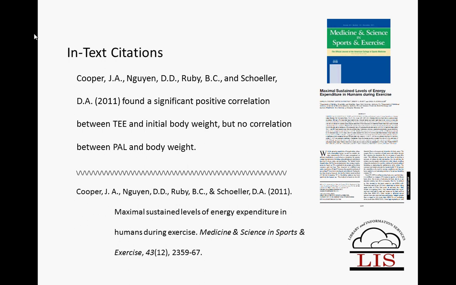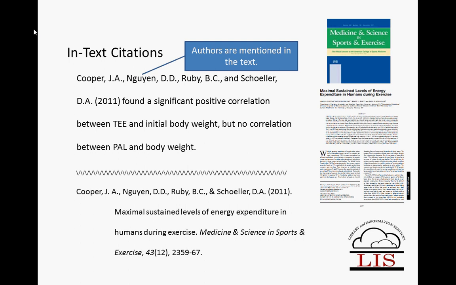And it reads, "Cooper J.A., Guyan D.D., Ruby B.C., and Scholler D.A., 2011, found a significant positive correlation between TEE and initial body weight, but no correlation between PAL and body weight." In this case, I've mentioned the authors in the body of my writing. When an article has less than 6 authors, you have to mention all of them in this format the first time you cite the article. And notice that I haven't cited a page number because I'm actually citing the whole study.